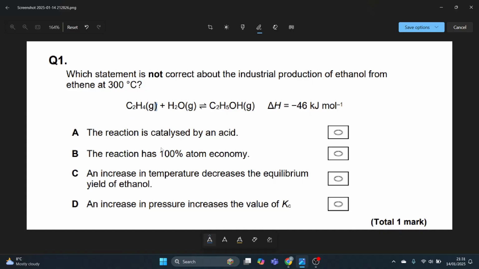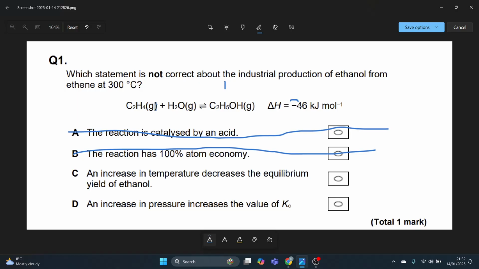The reaction is catalyzed by an acid. That is true. The reaction has 100% atom economy. Yeah, we're forming one product. That's true. An increase in temperature decreases the equilibrium yield of ethanol.